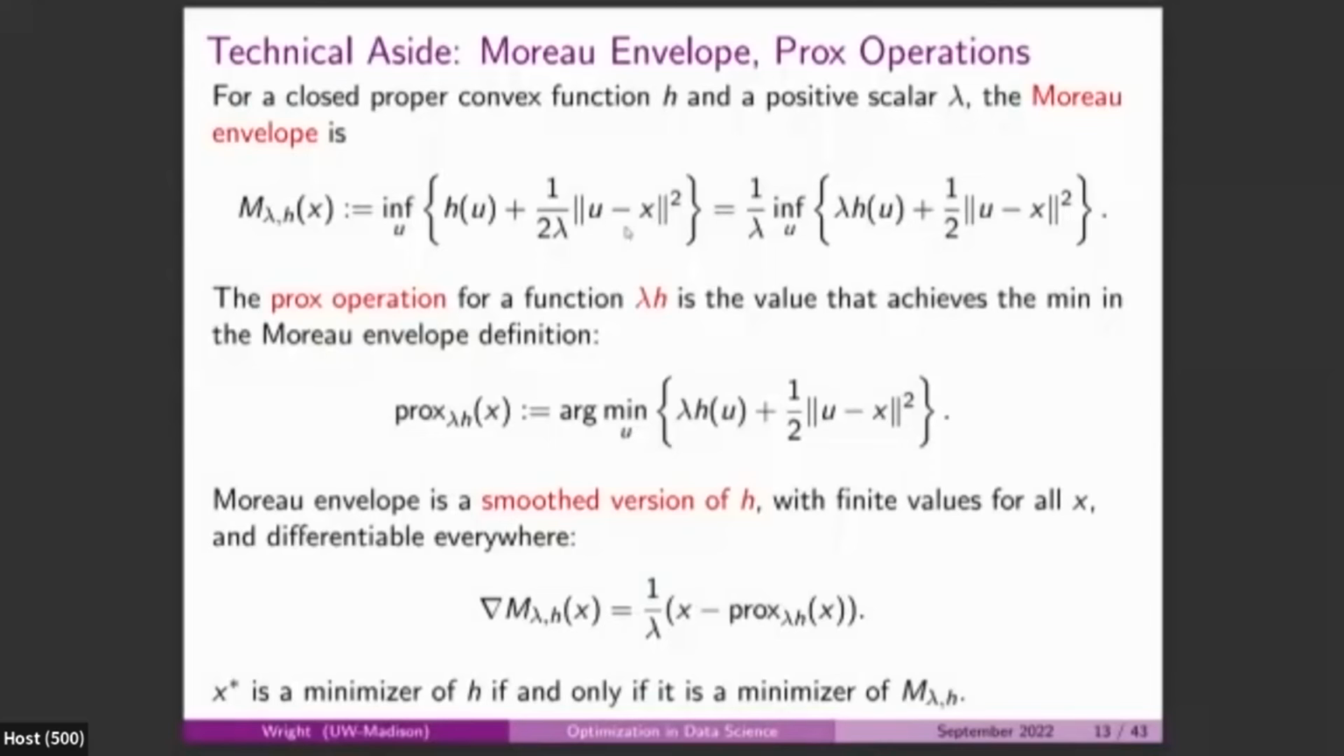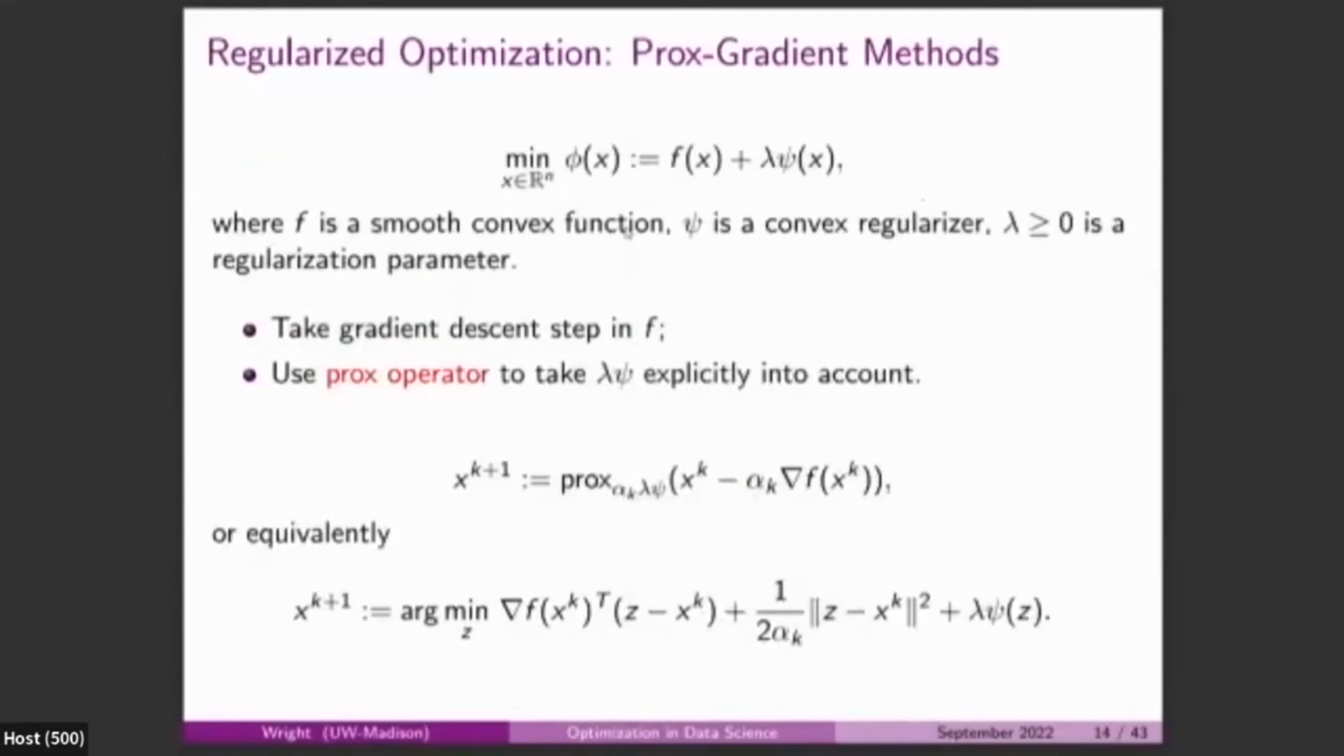Okay, so the problem is that in order to evaluate the Moreau envelope, you have to be able to solve this prox problem. And for general h, that's hard, but for h's with specific structure, like a separable structure, that's relatively easy to do. Okay? So this is going to show up in some of our analysis. In fact, right now. Because now I'm going to talk about minimizing an objective, phi, which is the sum of a smooth function, f, plus lambda, positive lambda, times a convex but non-smooth function, psi.